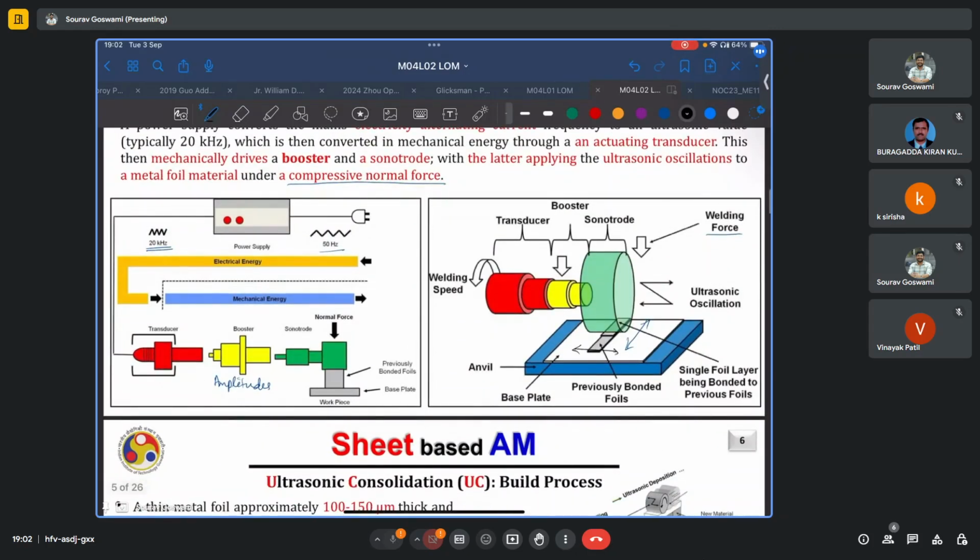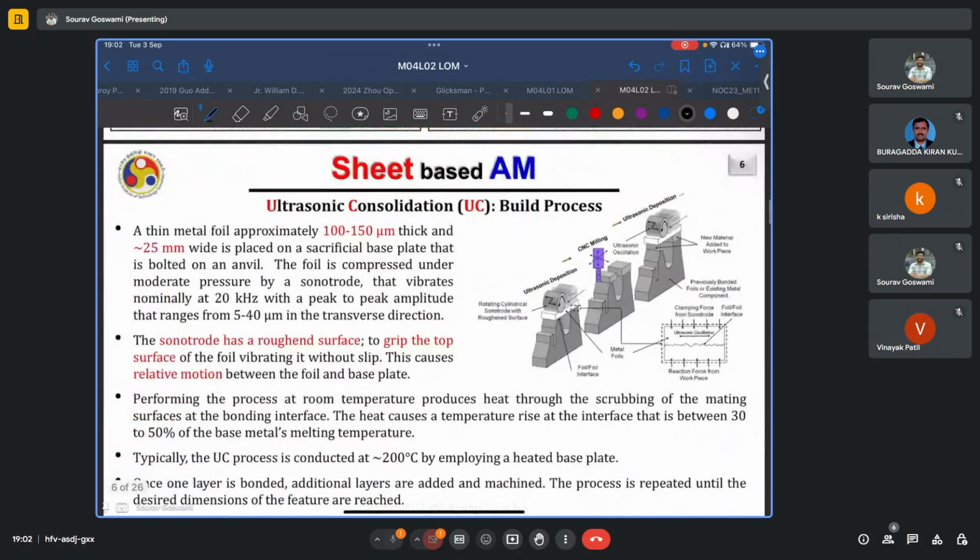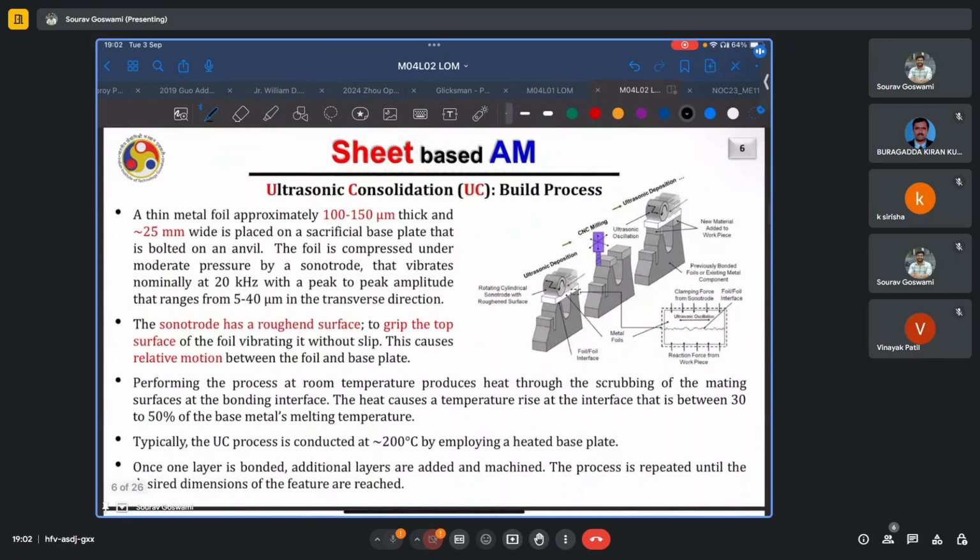You have an anvil, the previously bonded points, and the new foil layers being bonded. In this case, the typical layer thickness is approximately 100 to 150 microns only, and typically 25 mm wide. Why 25 mm? It is actually 25.4, which is nothing but 1 inch.